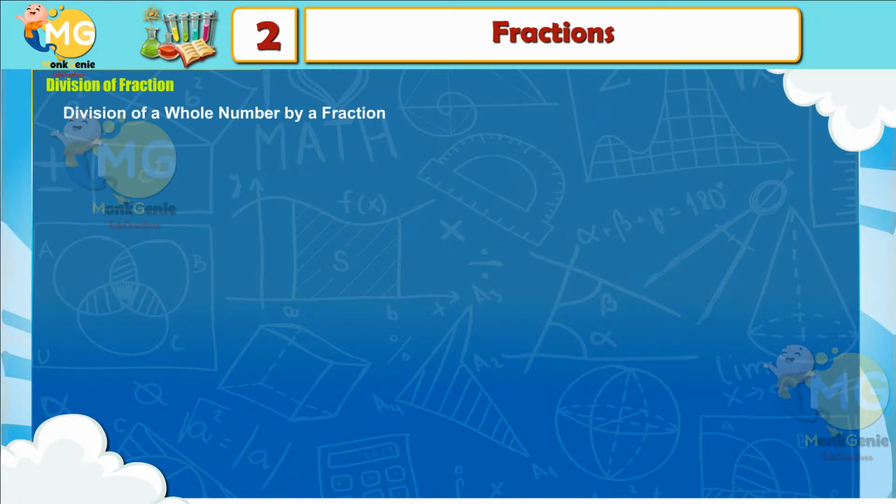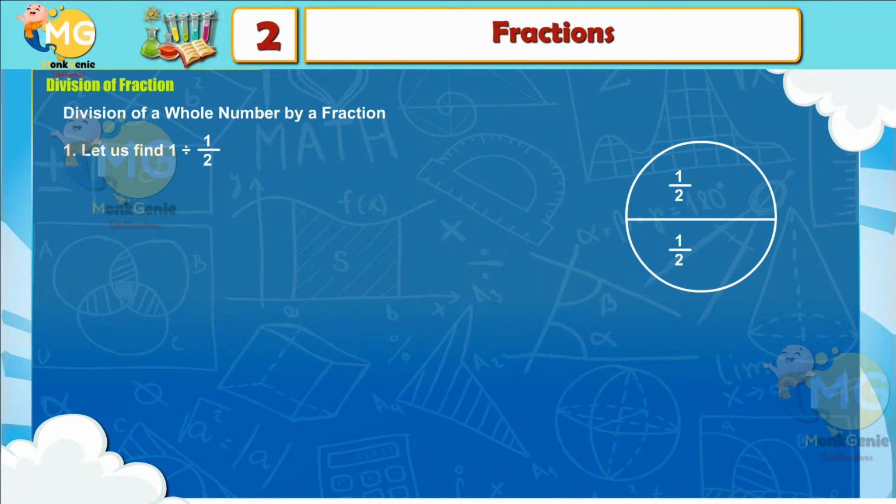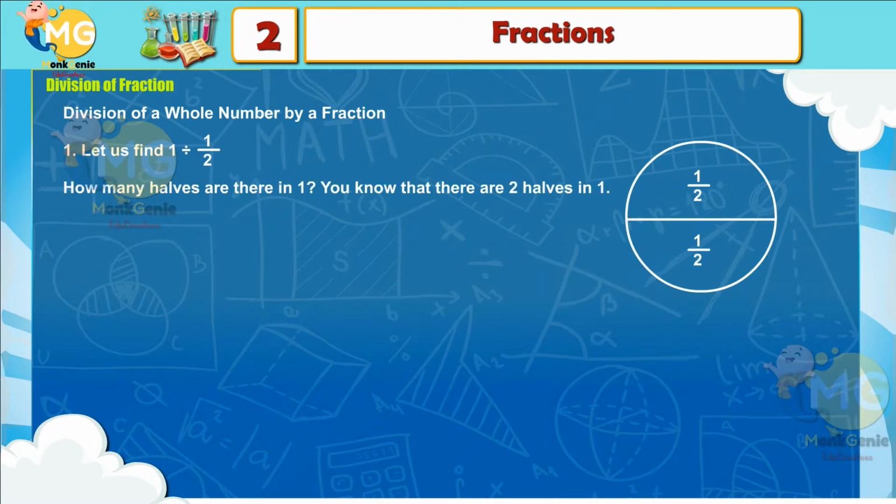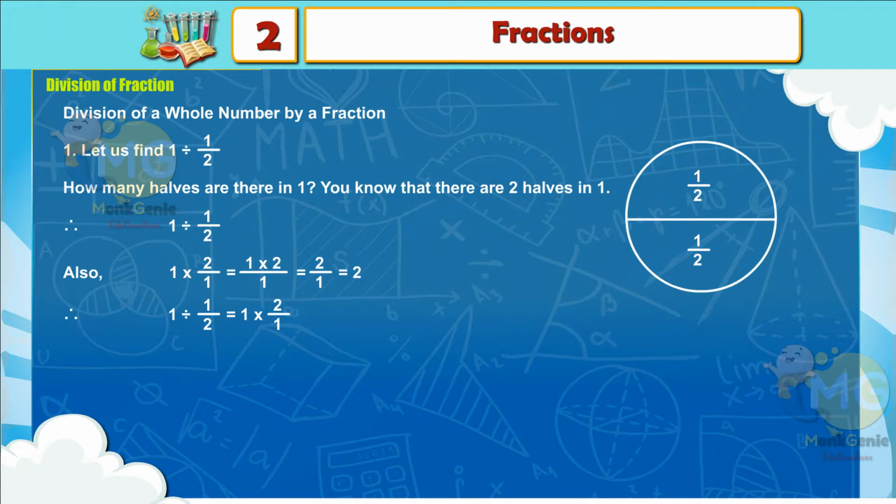Division of fractions. Division of a whole number by a fraction. Let us find 1 divided by 1/2. How many halves are there in 1? You know that there are 2. Therefore, 1 divided by 1/2 is equal to 2. Also, 1 multiplied by 2/1 is equal to 2/1, which is equal to 2. Therefore, 1 divided by 1/2 is equal to 1 multiplied by 2/1.